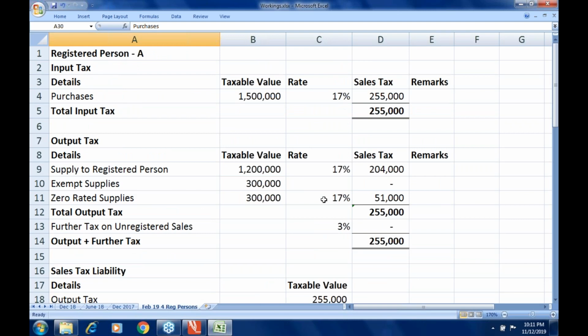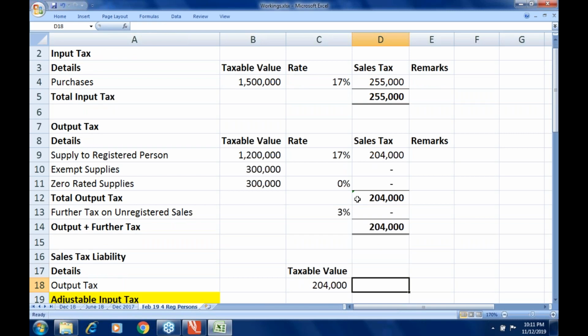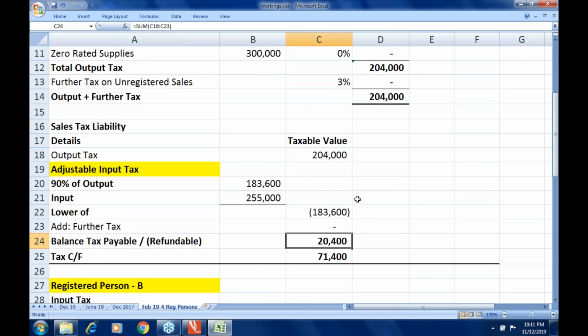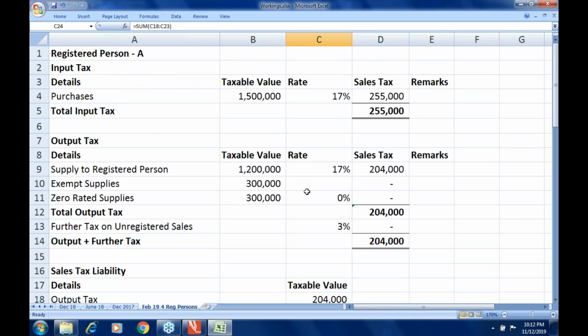In fact, I think I've made some mistake. It's 0% here, and it's going to be like this. Sorry, I made a mistake. I had to put in 0%, but I could not put in 0%.